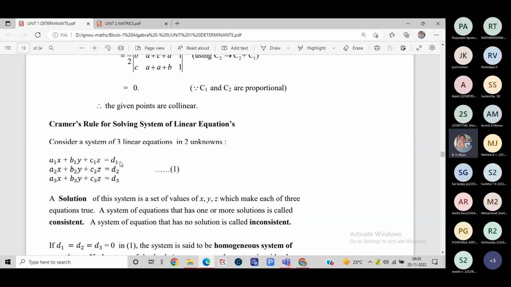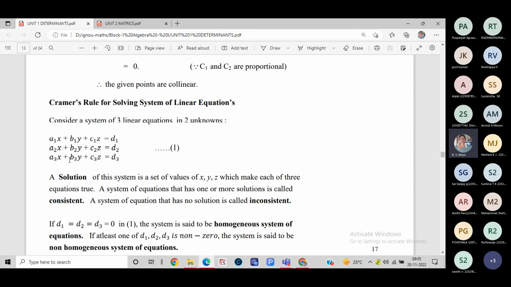If you apply for x, y, z, then it is equal to d1. In the question paper or any problem, the d value should be given. If d1, d2, d3 are not equal to 0, then that type of equation is called a non-homogeneous system. If we want to find the solution, a solution of this system is a set of values x, y, z which makes each of the three equations true. That means each value is substituted, then we will get the three equations. That is, we have to find the solution for those equations.